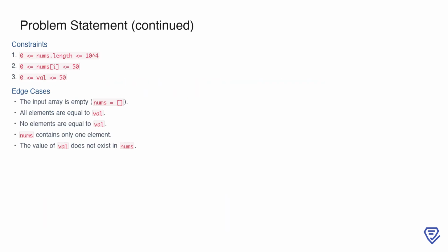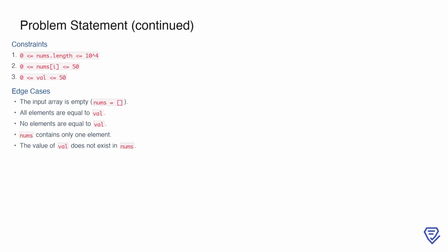The constraints specify that the length of the array nums can range from 0 to 10⁴, meaning the array could be empty or very large. Each element in the array, as well as the value val, will fall within the range of 0 to 50. This ensures that the inputs are well-defined and manageable.